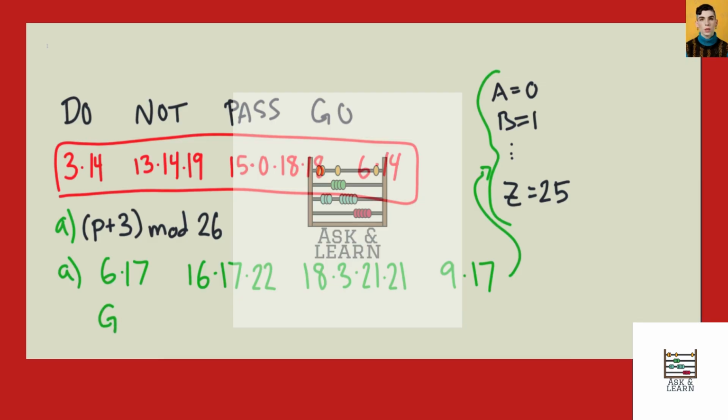And when we do that, we'll get that 6 is G, 17 is R, 16 is going to be Q, 17 is R, 22 is W, 18 is S, 3 is D, 21 is V, 9 is J, and 17 is R. Okay, so this ends up being our cipher.